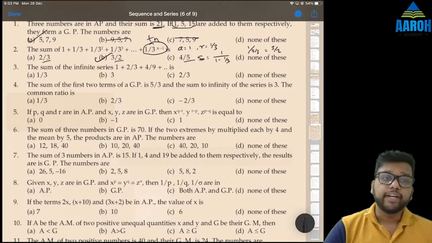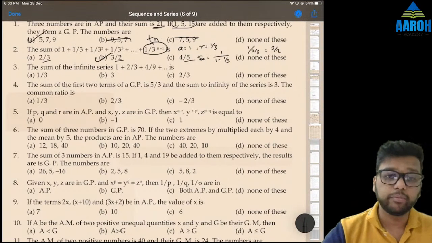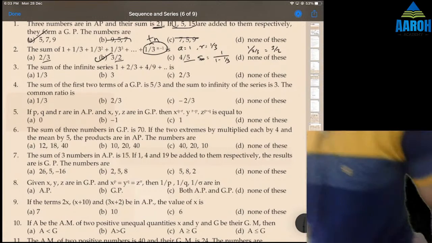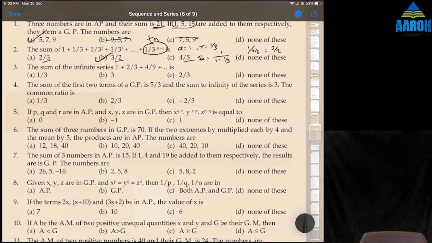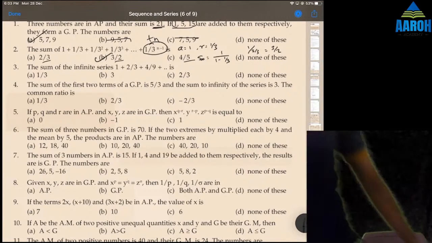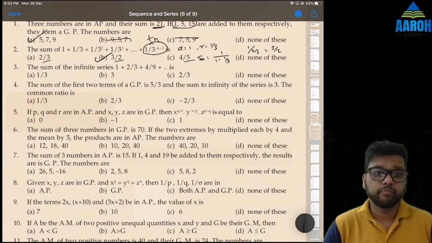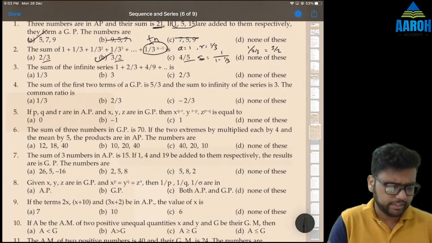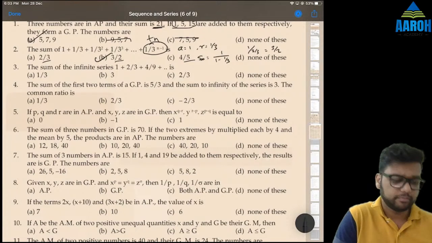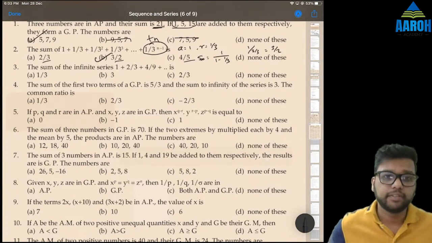Third is again up to infinity. Okay, just again let me open the door so that there will be less echo. Okay, I guess the echo must have reduced now. Let me know if everyone has got B. B is correct. Fine. Third, sum of infinite series.